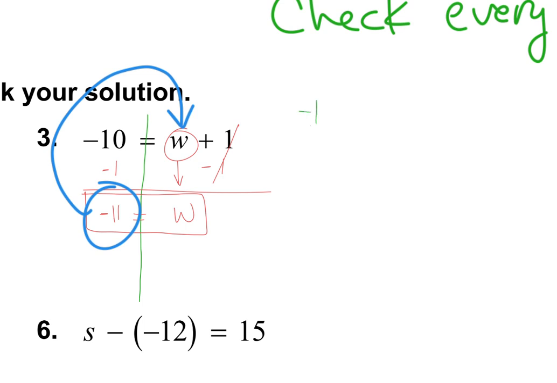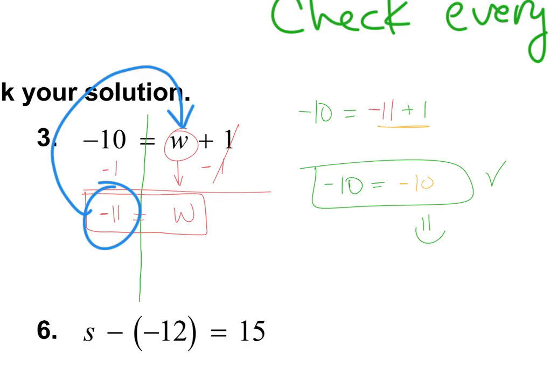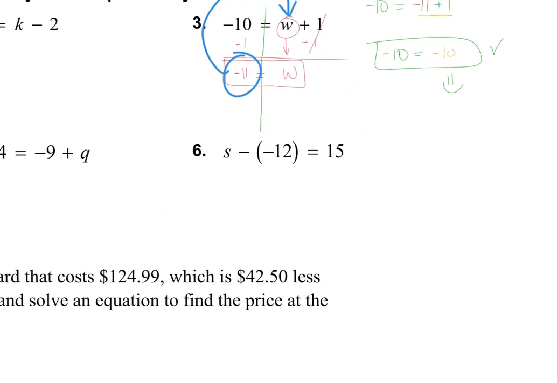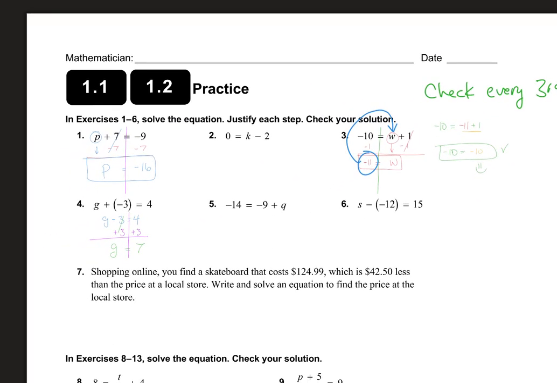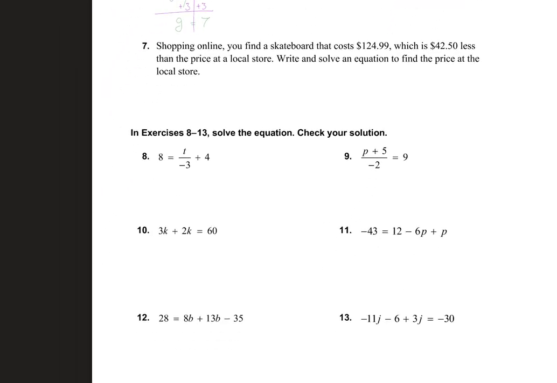So we'd have negative 10 equals negative 11 plus 1. Well, negative 11 plus 1 is negative 10. And does negative 10 equal negative 10? It sure does. Smiley face. Yeehaw. All right, I think that's enough of those right there. Let's check out down here.